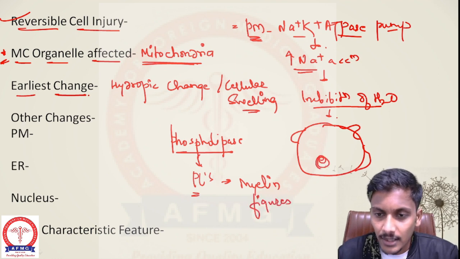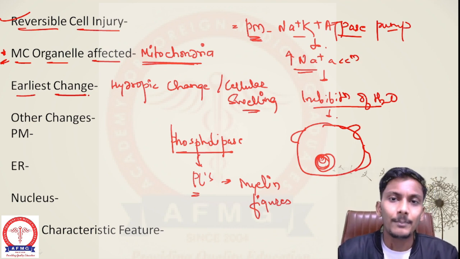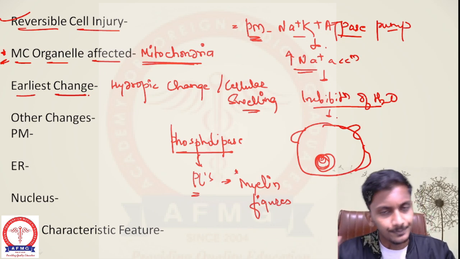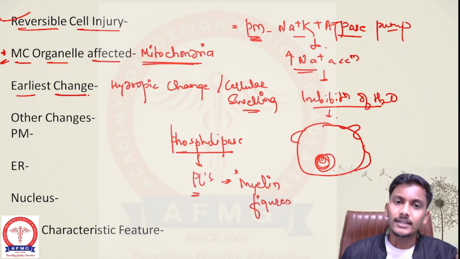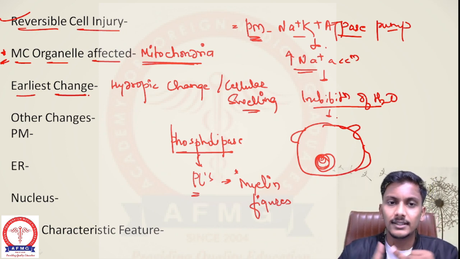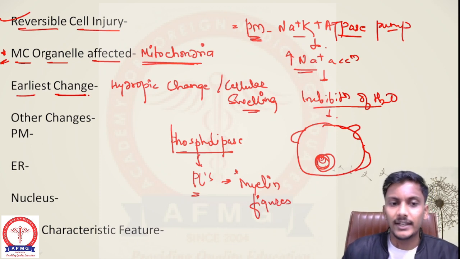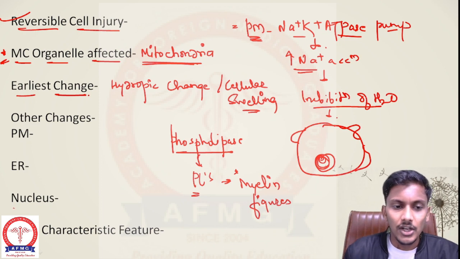What are myelin figures? You can see them like this. These are concentric rings of the broken down phospholipids. Those are known as myelin figures, which are also seen in cases of reversible cell injury. Apart from that, we have discussed the plasma membrane and the mitochondria. So what is the change which occurs in the third organelle which is affected? Please remember, the third one which is affected is your nucleus.